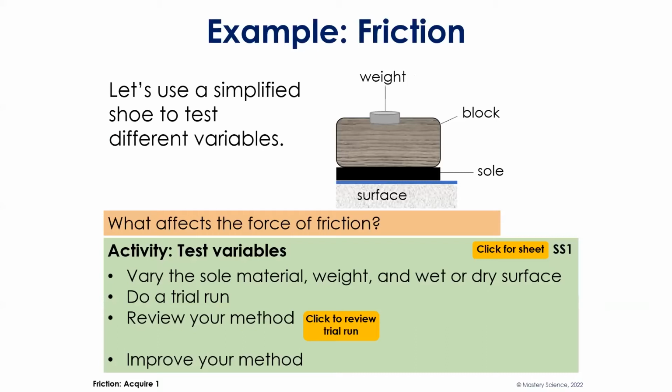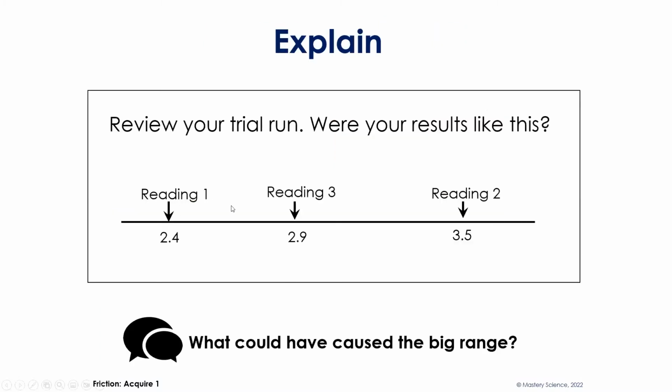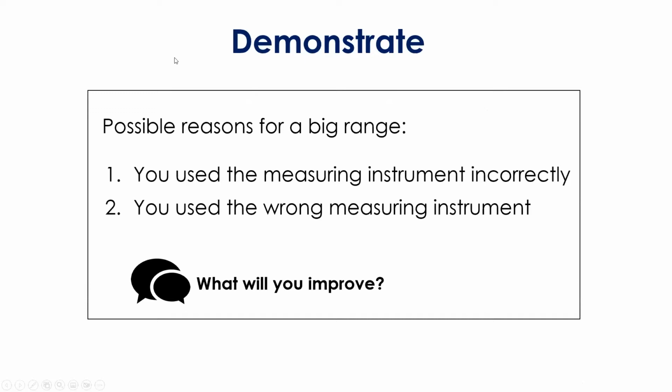And this is where we're going to teach the skill just in time, because they're going to notice that their results are not very similar. So you stop them, take over, and do a little bit of teaching at this point. So review your trial run. Were your results looking like this? So was there a big difference between them? And get them to discuss in their groups what could have caused that big range in the results there. And then you're going to demonstrate, you're going to give them some reasons why. So just a couple given here, reasons for that big range.